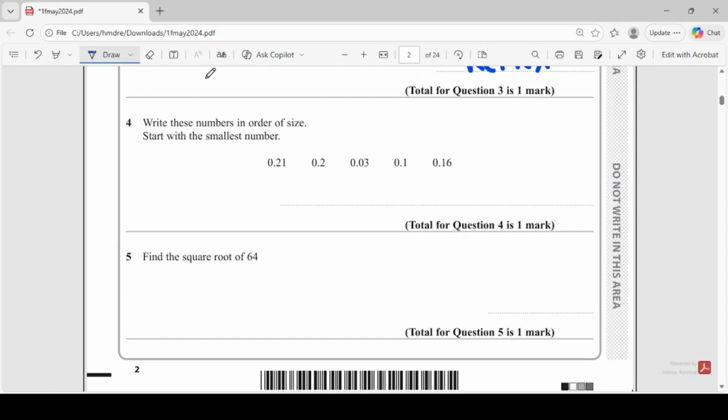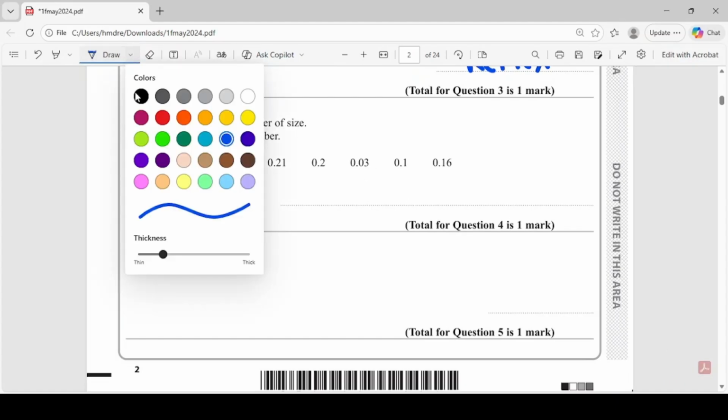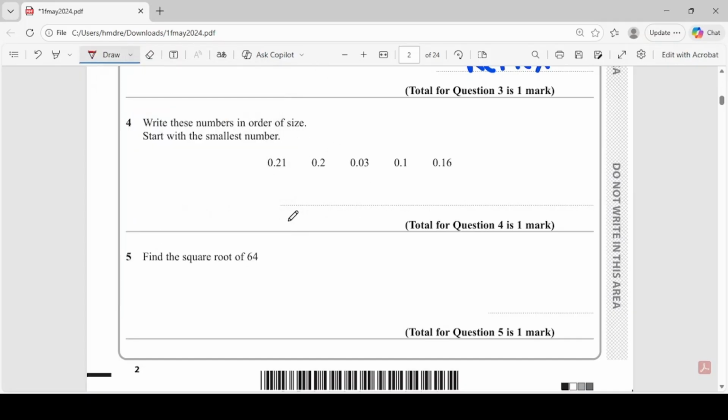Okay, write these numbers in order of size. Start with the smallest number. Okay, with these kind of questions, first of all, what I would do is I make sure they all have the same number of decimal places. So here we've got this 0.21. So I'm going to put a 0 here. Doesn't matter if you put a 0 there. Just helps me to see these better. 0.03, that's 2 decimal places. I will put a 0 here.